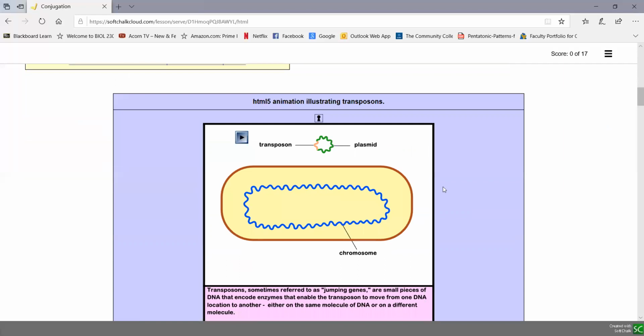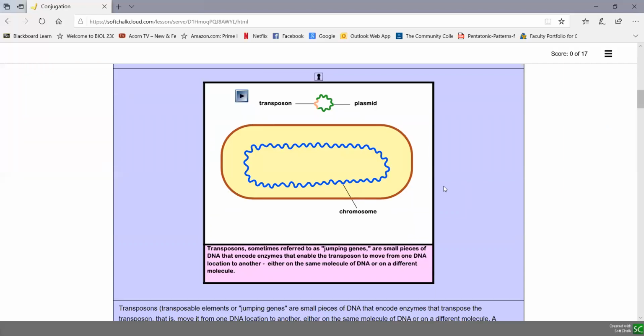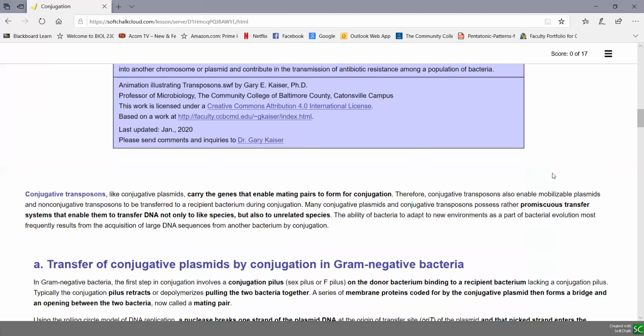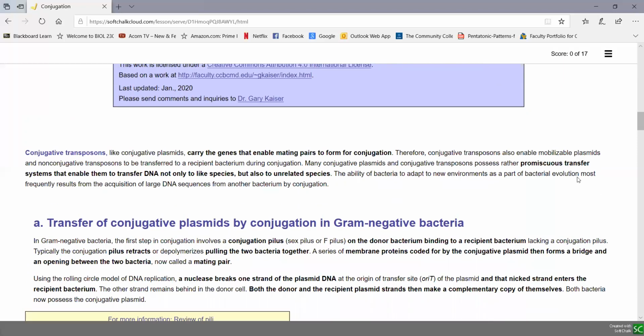So this animation here we looked at back in Unit 1 shows how the transposons can be cut out of one piece of DNA and be inserted into another. And if you want to review that, just to show you how it can go from a plasmid to a chromosome, or from one part on a chromosome to another part, or from a chromosome to a plasmid, or from one plasmid to another plasmid, you can review that animation. But what we're looking at here specifically are conjugative transposons. Like conjugative plasmids, conjugative transposons carry genes that enable a mating pair to form, enabling conjugation.